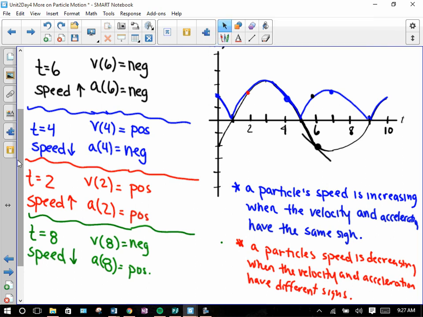Those are two very important concepts to take away. A particle's speed is increasing when the velocity and acceleration have the same sign. A particle's speed is decreasing when the velocity and acceleration have different signs. That's true no matter what function you do. We're good on that. Take that away from this page.